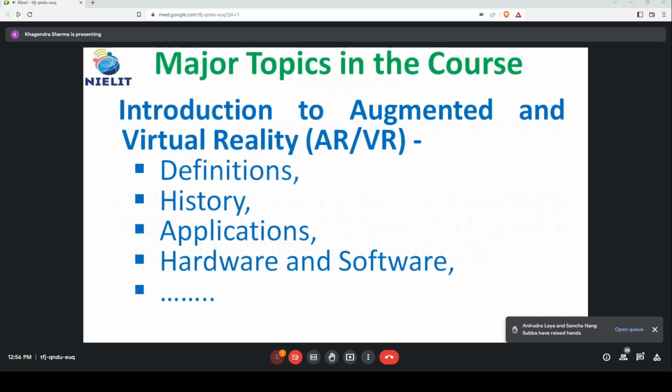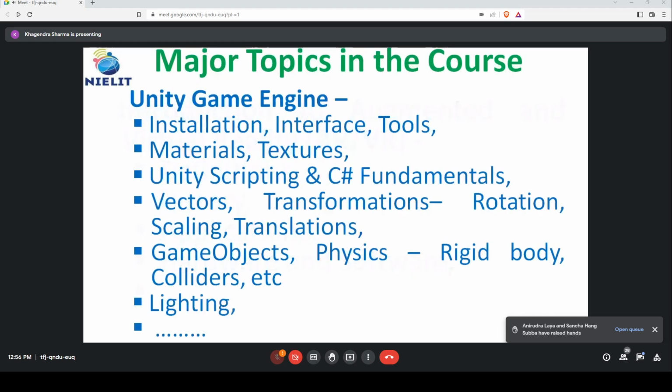Government of India. Okay, so what will be taught? Okay, I'll just talk about the main topics only. So basically, it will introduce you to the topics of augmented reality and virtual reality, including definitions, history, applications, hardware, and the software that you need to use. Okay.